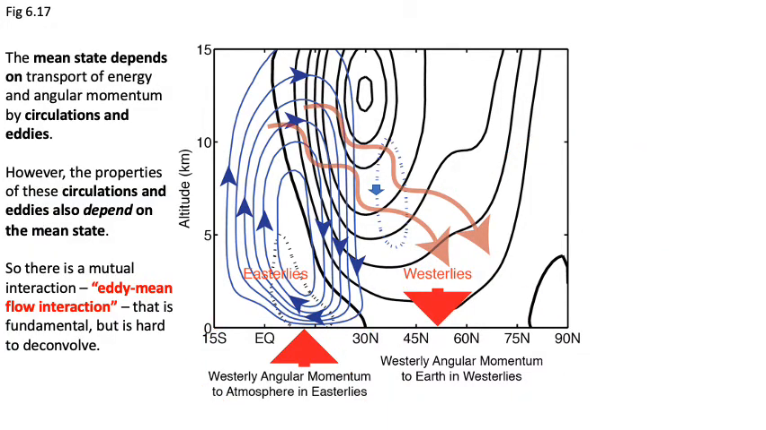So why is this important? This is just a bigger picture thing to highlight: the mean state depends on the transport of energy and angular momentum by circulations and eddies. So this picture here is the mean state, and it depends on a role for circulations and eddies. However, the properties of these circulations and eddies also depend on the mean state, things like the PV gradient for Rossby waves, or the temperature gradient for baroclinic instability. So this means there's a mutual interaction, often referred to as eddy mean flow interaction, that is really fundamental to the system, even to the mean state, but it's really hard to deconvolve. We'll be talking about that more later on.